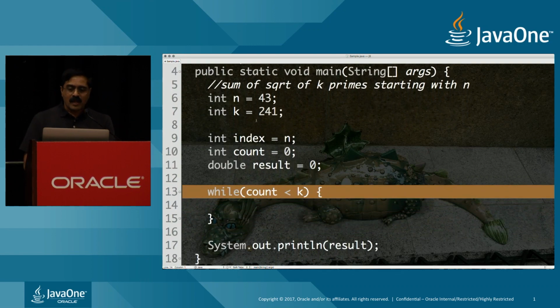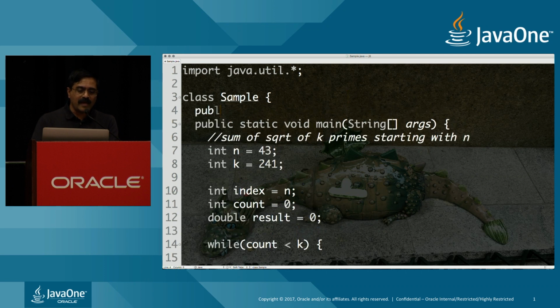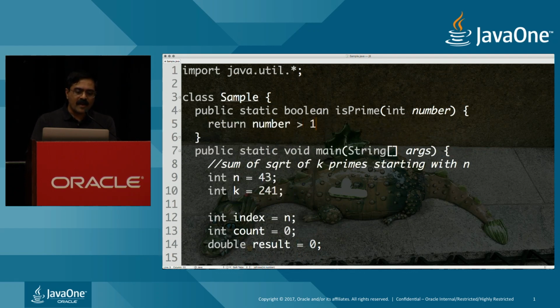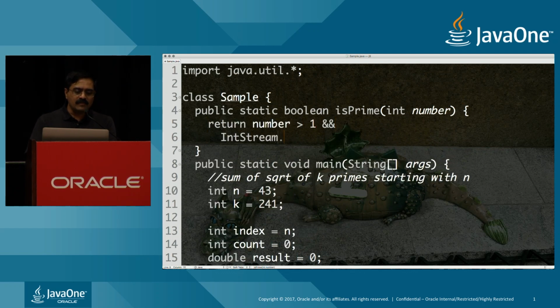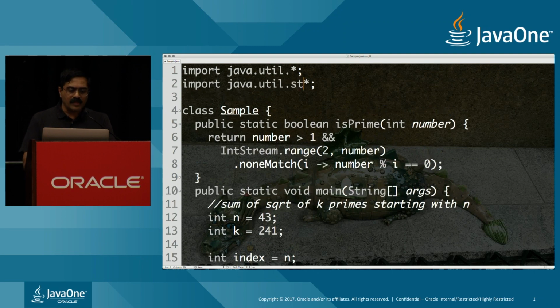Then I'm going to ask about prime numbers. Well, okay, I can write the isPrime function very easily. So public static boolean isPrime, int number. That should be fairly easy to do. We can simply say return number is greater than 1 and IntStream.range from 2 to number, and then we'll simply say noneMatch, given a number i, number mod i is equal to 0. That's really as simple as that. That's what we did in the beginning example, so we can just bring that in.